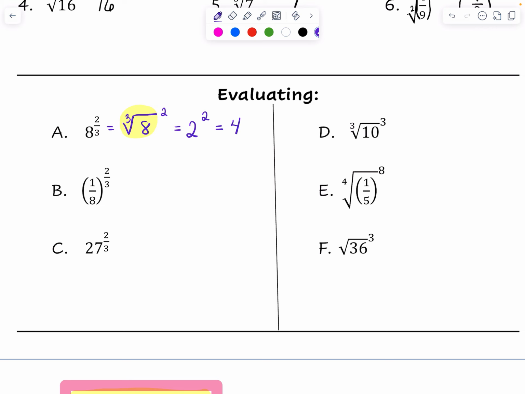So what does the cube root of 8 mean? Well, the cube root of 8 means what number times itself 3 times would give me 8. And that would be 2. 2 times 2 is 4. 4 times 2 is 8. So the cube root of 8 would have been 2.